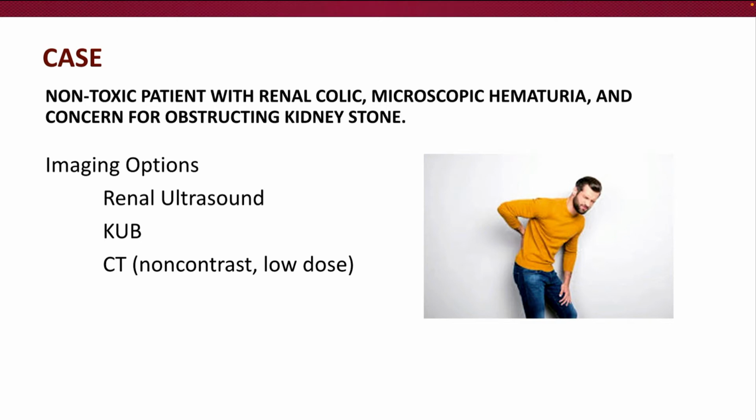So in summary, now we have this non-toxic patient. He's got renal colic, microhematuria, and we're very concerned for an obstructing stone. So now we need to send him for imaging, and we have to decide what we're going to order. We have three options: renal ultrasound, KUB, or CT. And if you're looking for stones, you're going to want a non-contrast low-dose CT, and I will show you why.